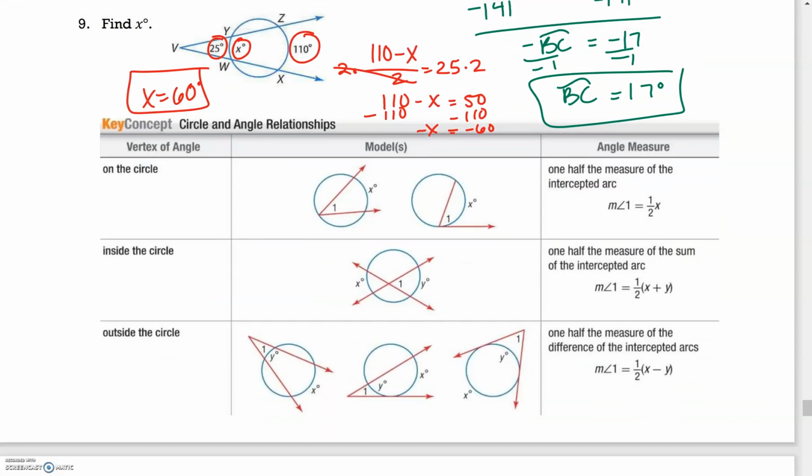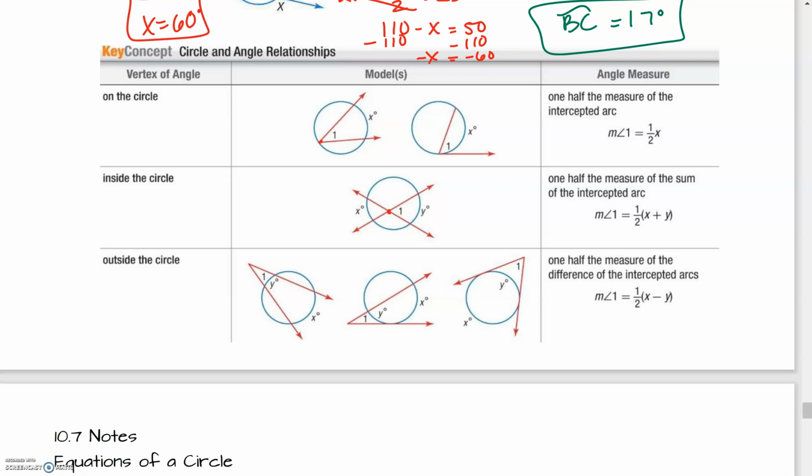And then there's a recap. When we are on the circle, we are just half the measure of what's opposite. When we are inside, we add the 2 arcs and then divide by 2 to get the angle measure. When we're outside, we take that big arc minus the small arc and we cut it in half.